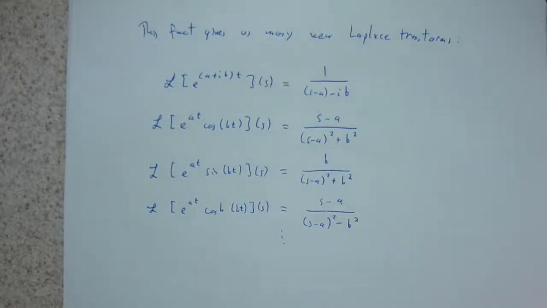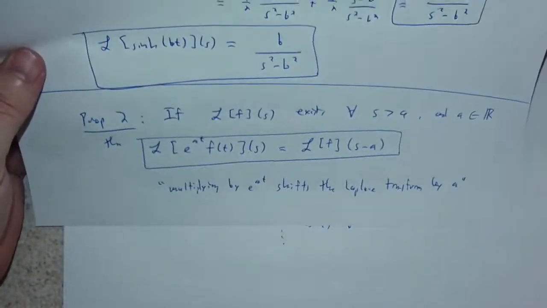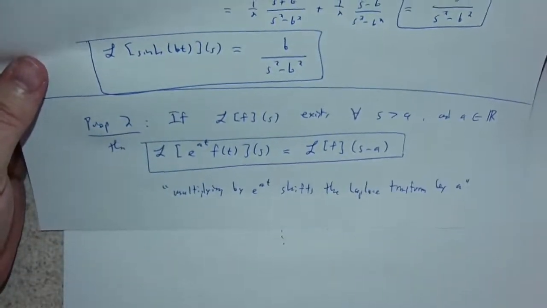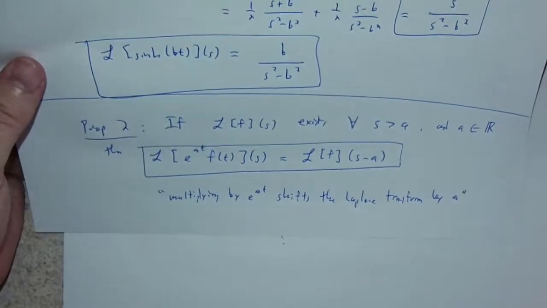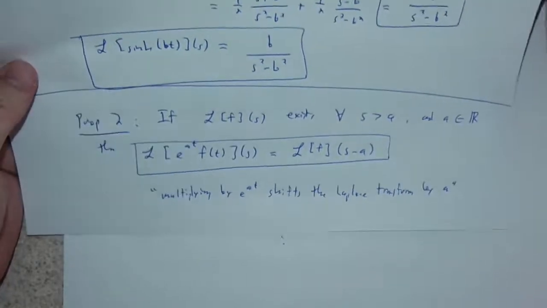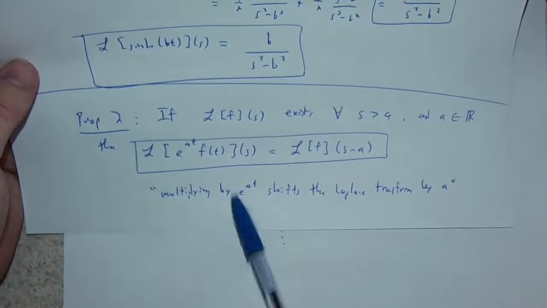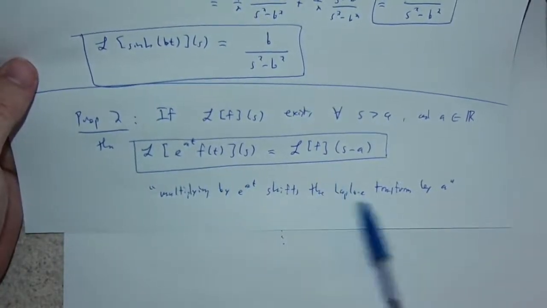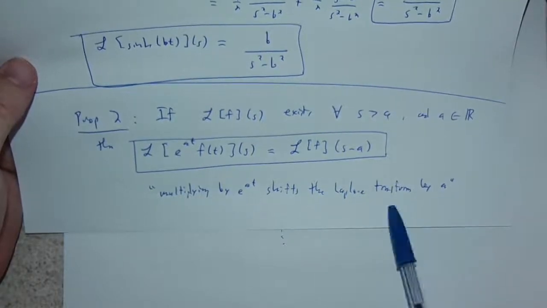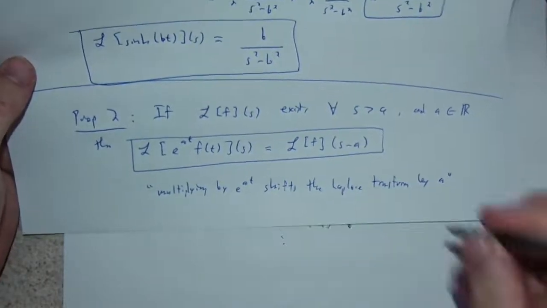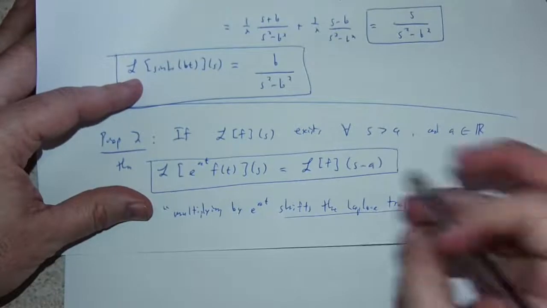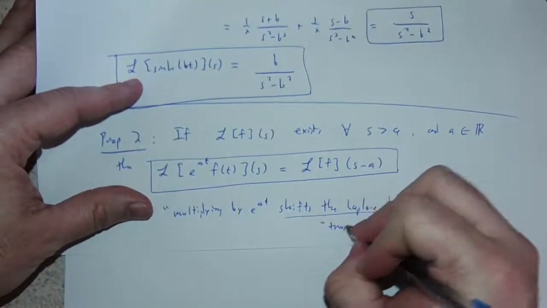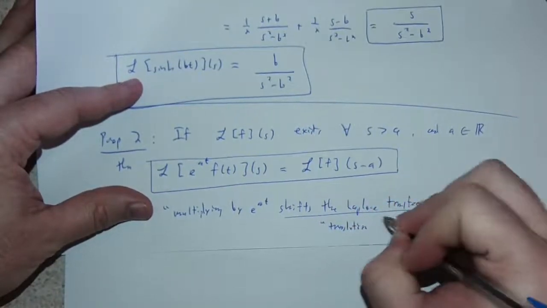Now I want to do an opposite thing. It will be clear why I'm doing this. I'm building in the inverse Laplace transform information by doing it this way. Property 2 told me that multiplying by e to the at shifted my Laplace transform by a. It was a translation by a.